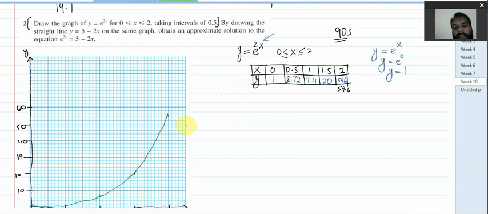Alright, so I hope that all of you have drawn the curve. After that it says, by drawing the straight line y equals 5 minus 2x on the same graph, obtain an approximate solution to the equation e to the power 2x.